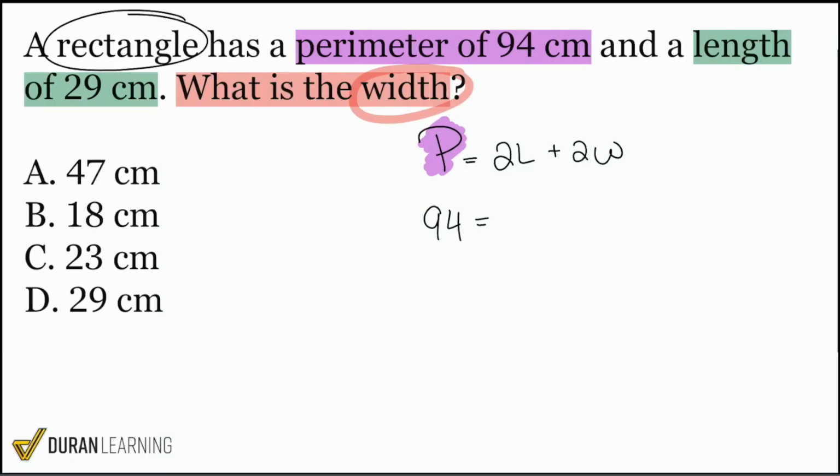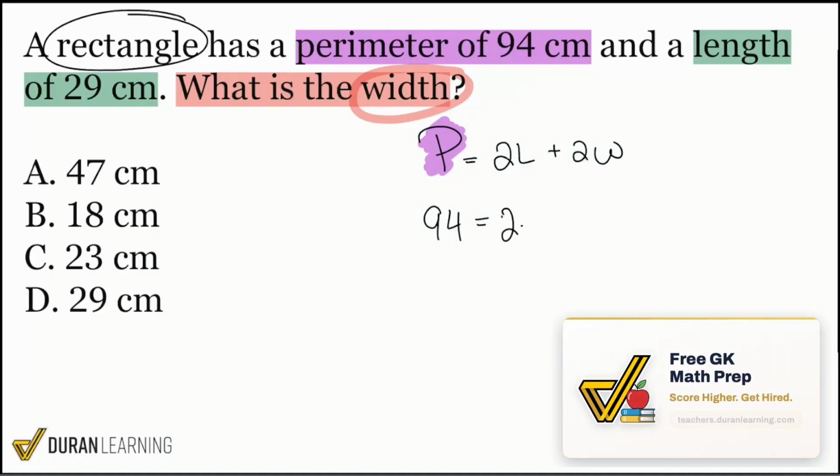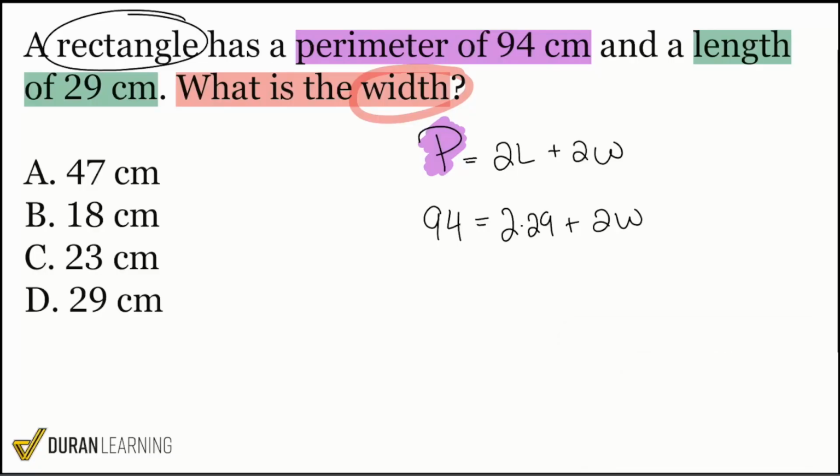Again, nowhere else. And then here we have the length given to us is 29. So 2 times 29. And then from here we have plus 2w. So to find the width here, this is a question of simply plugging in and solving the right way. So here we have 2 multiplied by 29. Once we do 2 times 29, that's going to give us 58.